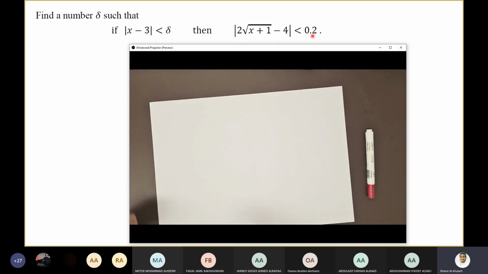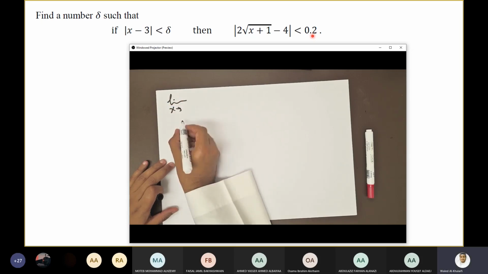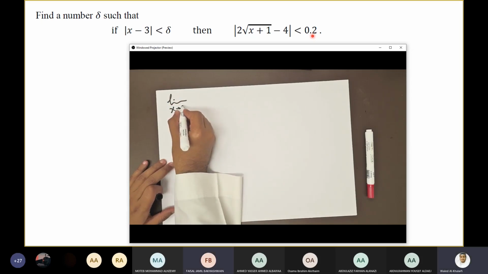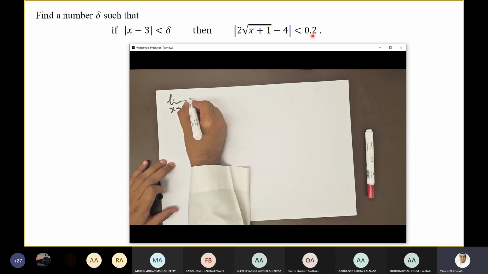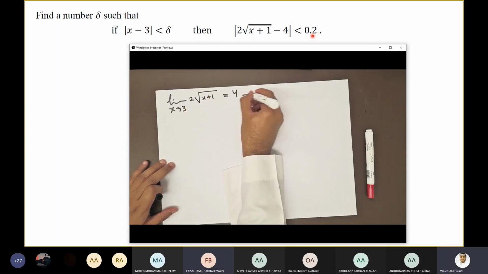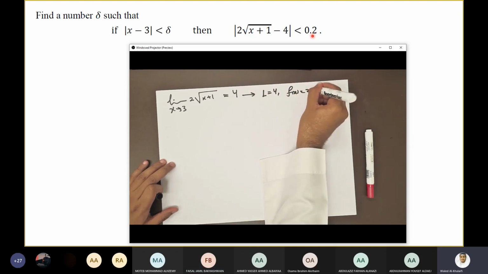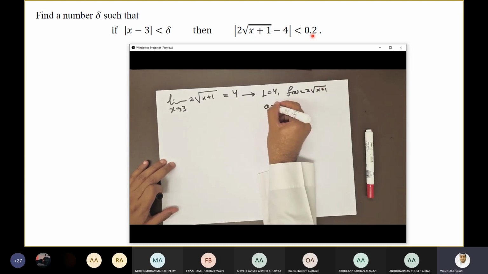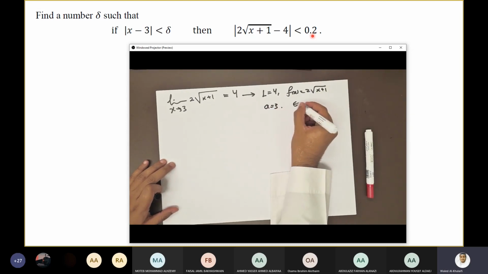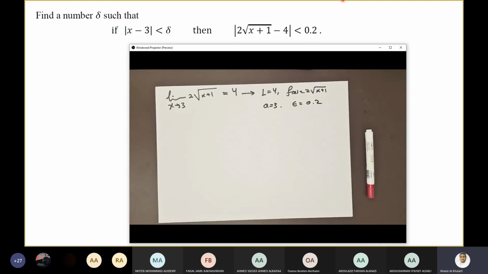Okay, Shabab, what is the limit? Really, it's coming from the limit as x approaches 3 of what? What is the function? 2 root x plus 1 is equal to 4. So it's really coming from this. So the L is 4, the function is 2 root x plus 1, and the A is 3. And he gave you epsilon. Epsilon is 0.2. He fixed epsilon for you.